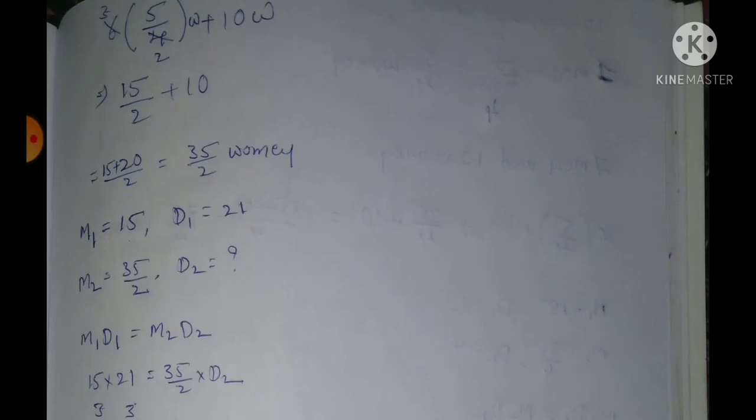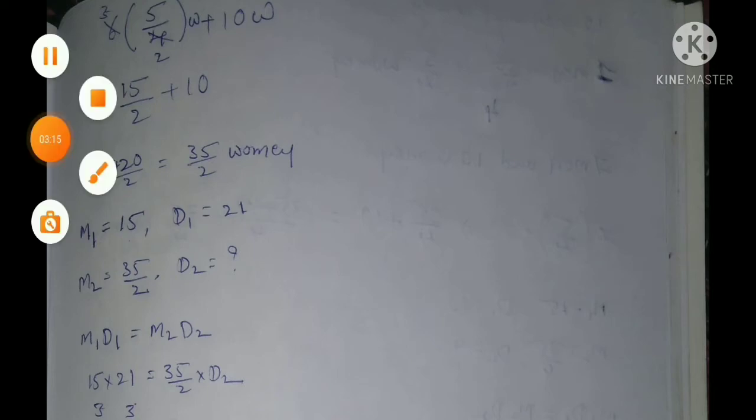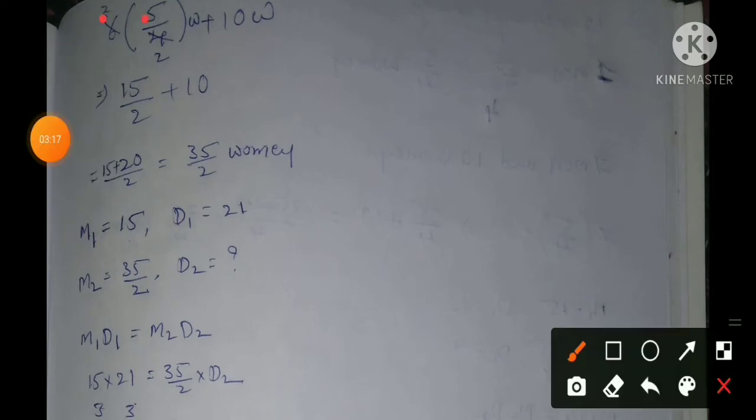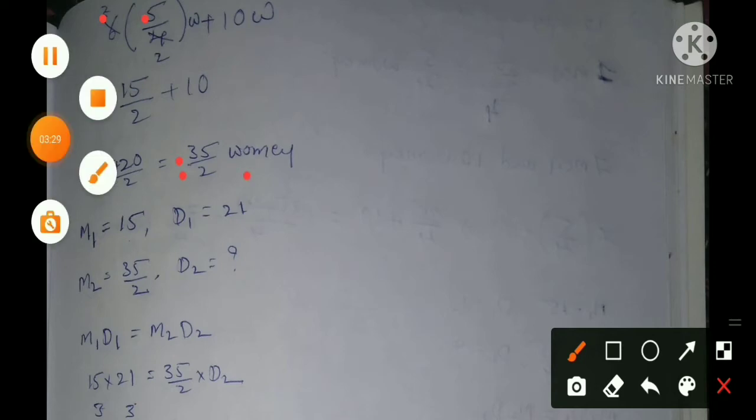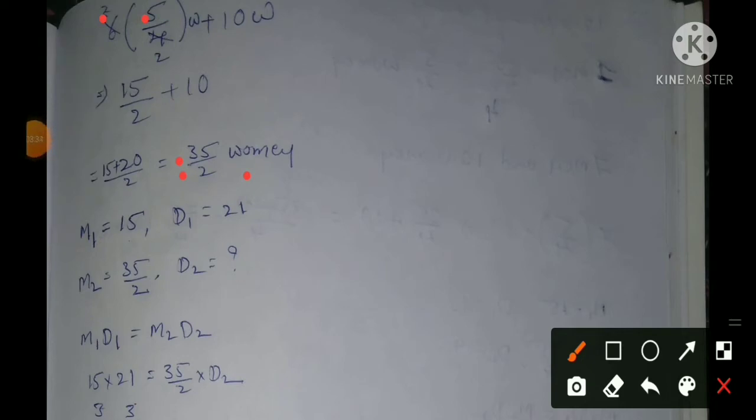That is nothing but, 2 2s are 4, 2 3s are 6, 3 5s are 15 by 2 plus 10. Just simplify this one, you are going to get 35 by 2 women. Okay. Now we have M1, which is the number of men for the first one. M1 equal to 15, D1 equal to 21, M2 equal to 35 by 2, D2 equal to how much, that we need to find.